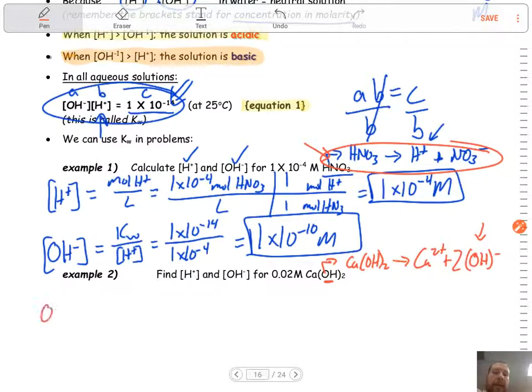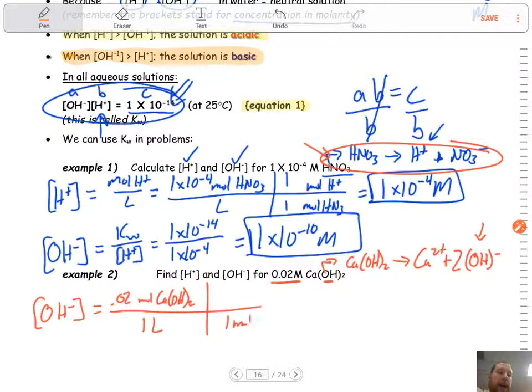So let's figure out my hydroxide concentration. So again, I've got 0.02 moles of CaOH2, because that's what was given to me from my formula, per liter, 1 liter, okay, because that's the molarity definition. So on the bottom I have 1 mole of CaOH2, but for every 1 mole of calcium hydroxide, how many moles of hydroxide ions do I have? If I take a look, guys, that's 2.